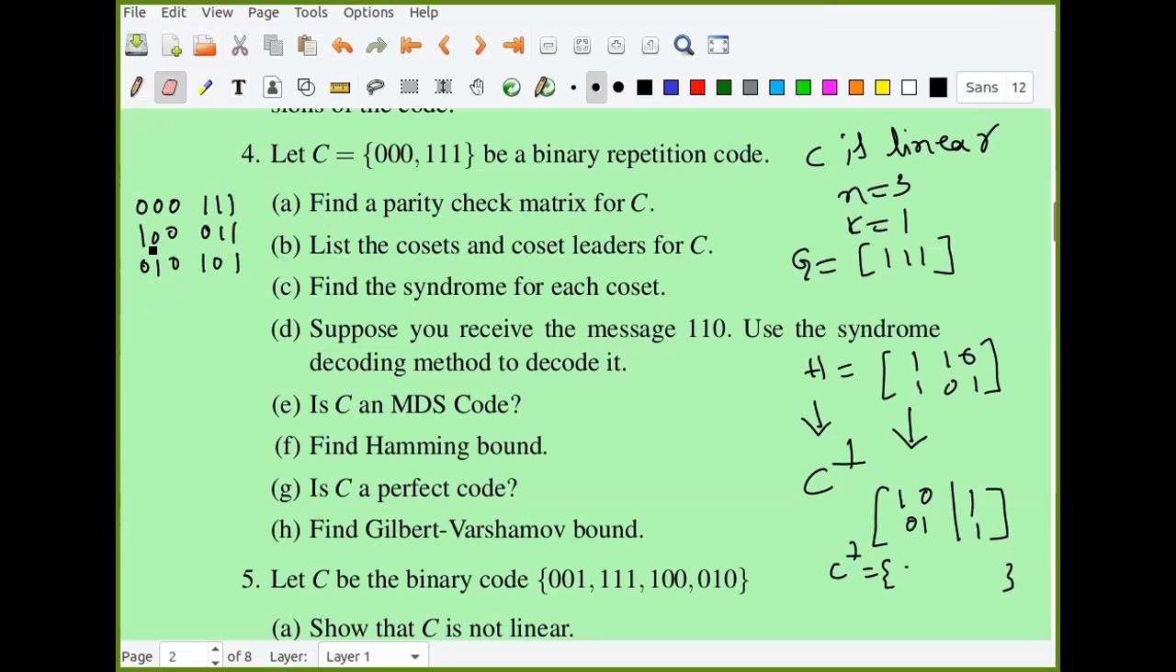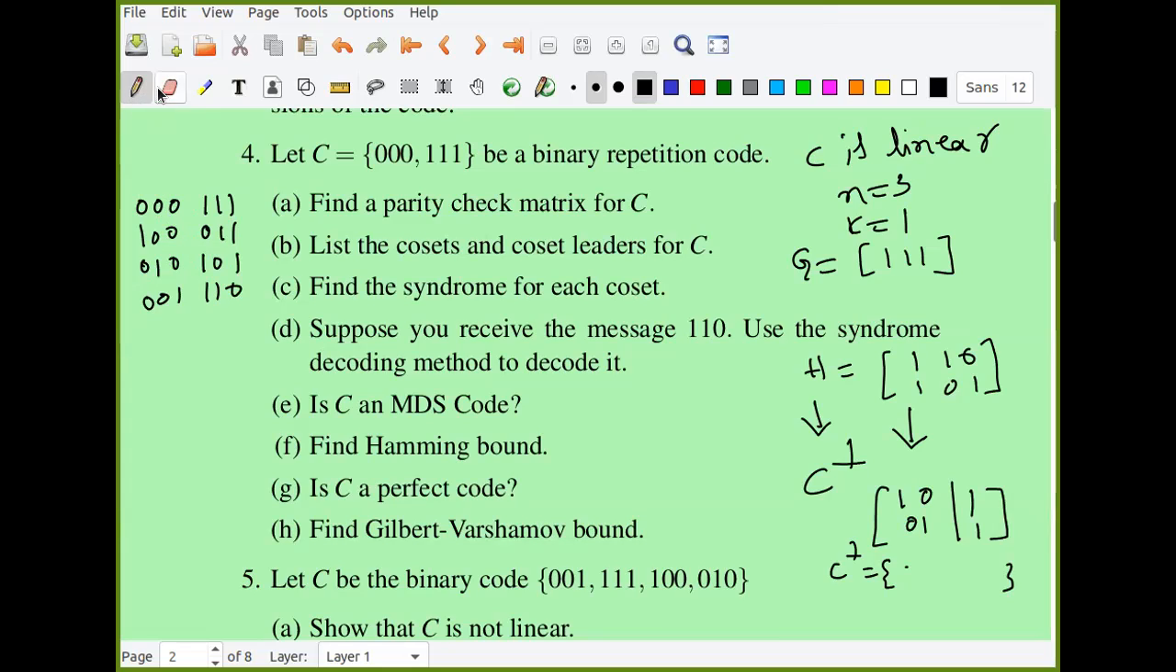Here 0 0 1, and here I'll get 1 1 1 0 and 1 1 0. Now all of them are adjusted. Total 8, all of them came here.